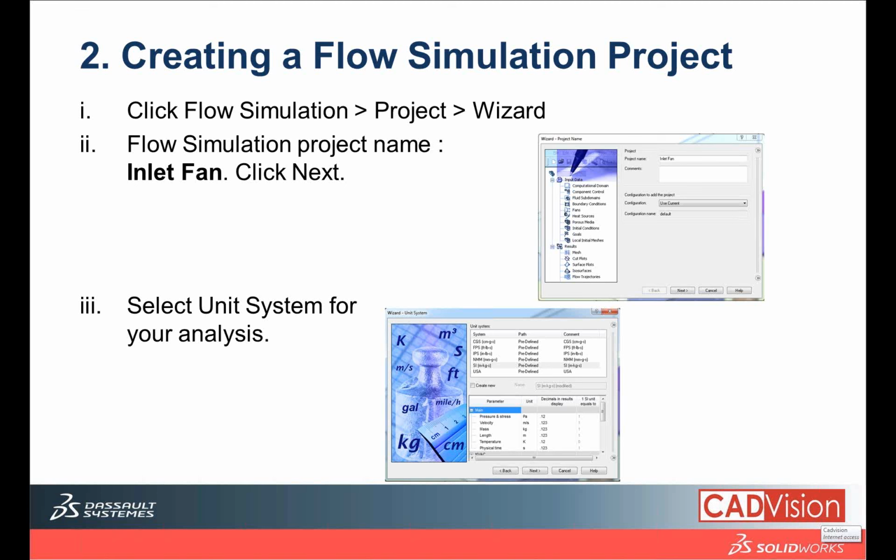The first step of the wizard will prompt you to key in your project name and choose which configuration you want to use. The second step will be selecting units for your analysis. We have all these predefined unit systems, but if you would like to create a new unit system of your own standards, you can always create it yourself here and then assign it accordingly.